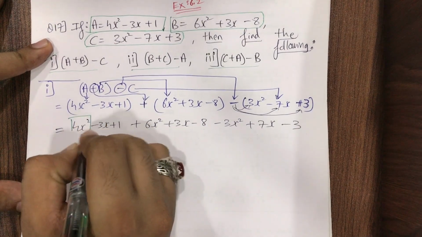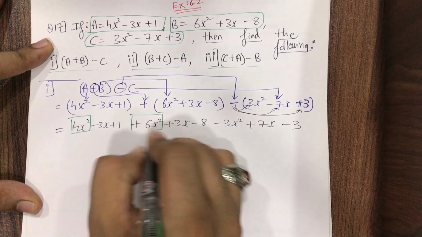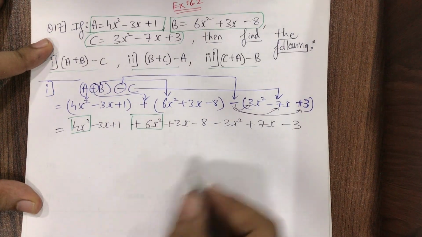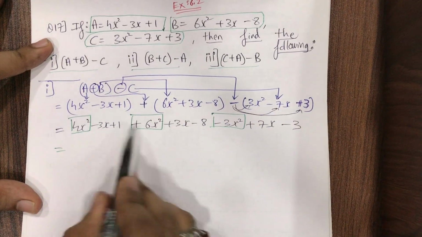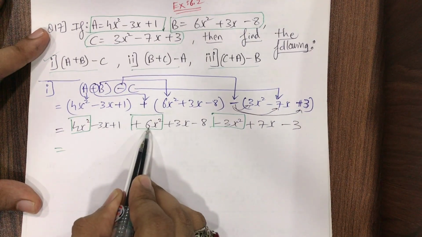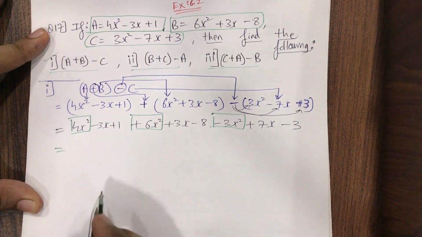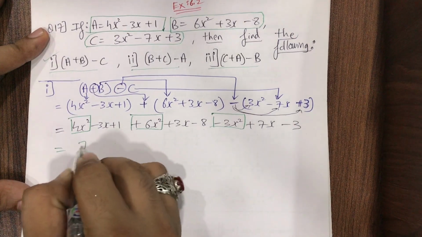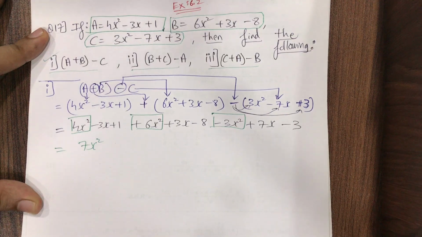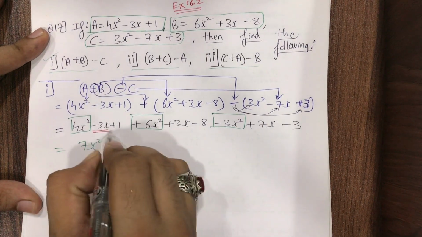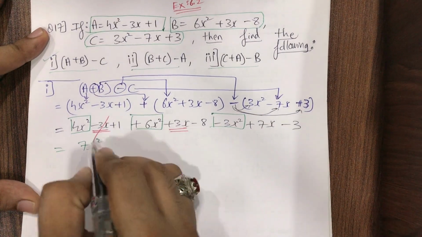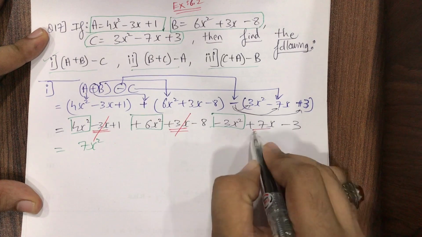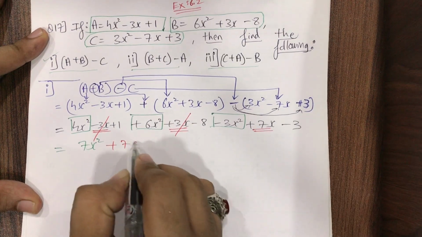Now students, let us first decide how many terms with x square we have. Here I have plus 4x square, here I have plus 6x square, and here I have minus 3x square. So 4x square plus 6x square becomes 10x square, and 10x square minus 3x square becomes 7x square. Great. Then let's decide how many times we have x. Here I have minus 3x, here I have plus 3x. So minus 3x and plus 3x cancel, and here I have plus 7x, so I'll just copy this plus 7x over here.